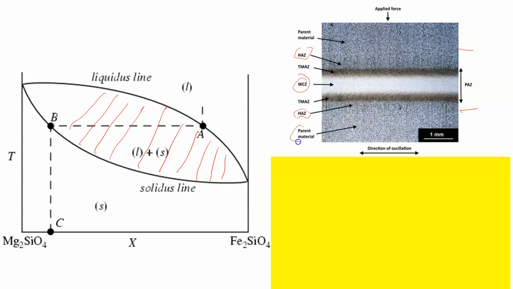And here we got the parent material. Now there's a few things to keep in mind about solid state welding that are very important. You'll notice a couple of things. Number one, you need some sort of applied force between the two materials, bringing them together. You need some sort of relative motion. That's where that oscillation comes from.